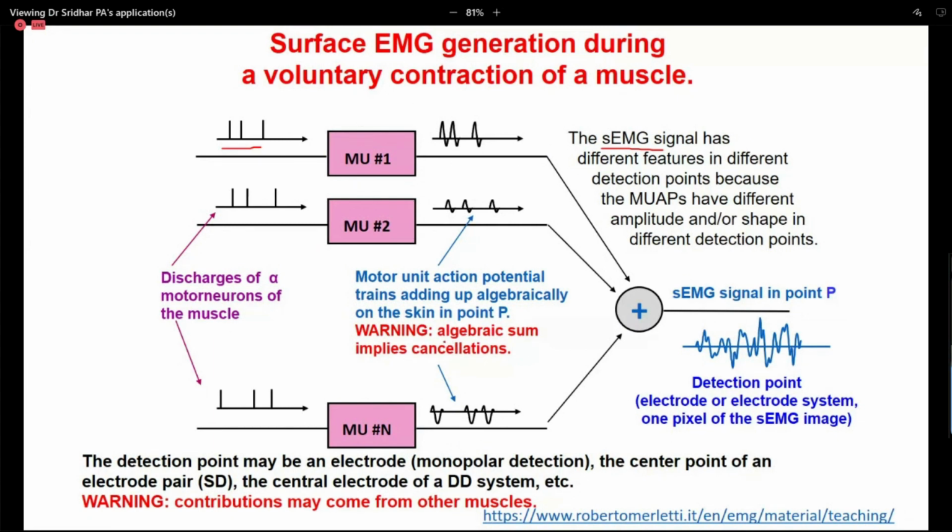But we are trying to say that the motor unit potentials are added up algebraically on the skin at this point, because you will be recording at a particular point here. This is your detection point. So SEMG at this detection point is a combination of, for example, this is my muscle, and I am placing the electrode here, or a couple of electrodes here. Whatever I get near this detection point is what we record as SEMG.